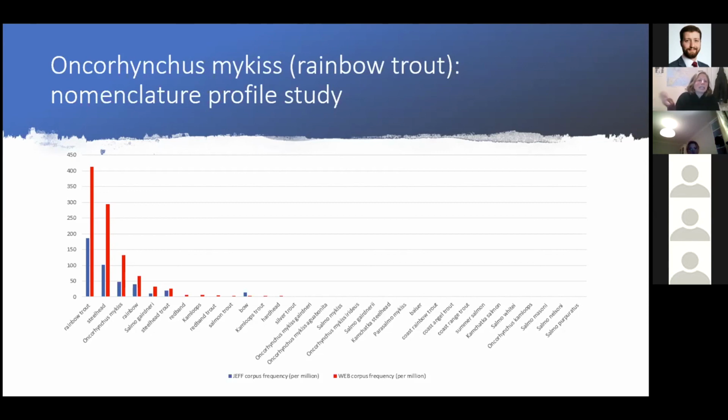But you can see that really the ranking of the terms is very similar. So for the first four, it's in the same ranking. Oncorhynchus mykiss, which is the accepted name, both corpora had as the most frequently used term, and then the ones that supersede that are both common names. And these numbers are normalized for words per million.